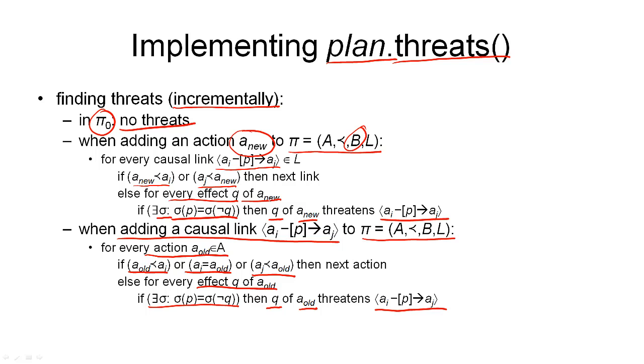In summary, we have no threats initially, but every time we add an action to the plan, that means we can threaten an existing causal link with this new action, and every time we add a causal link to the partial plan, then this may be threatened by an existing action that is already in the plan.